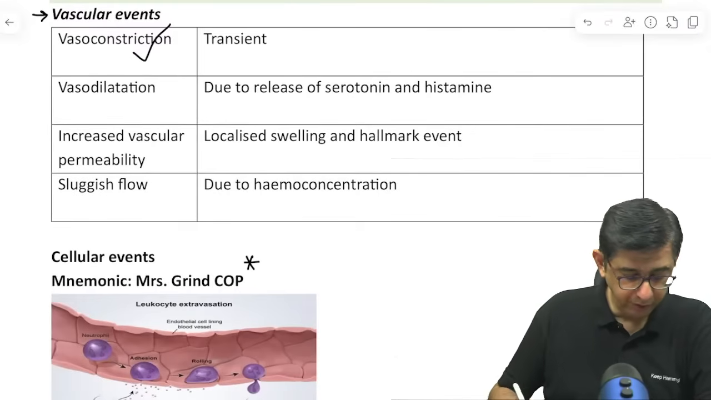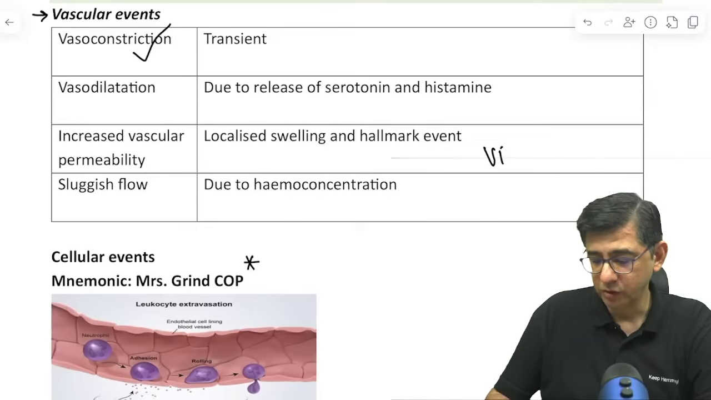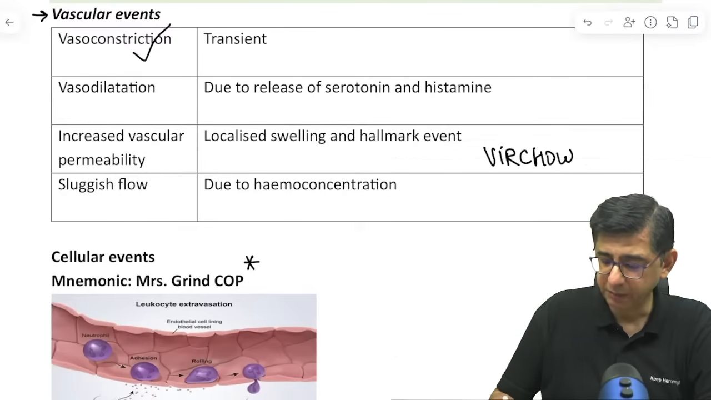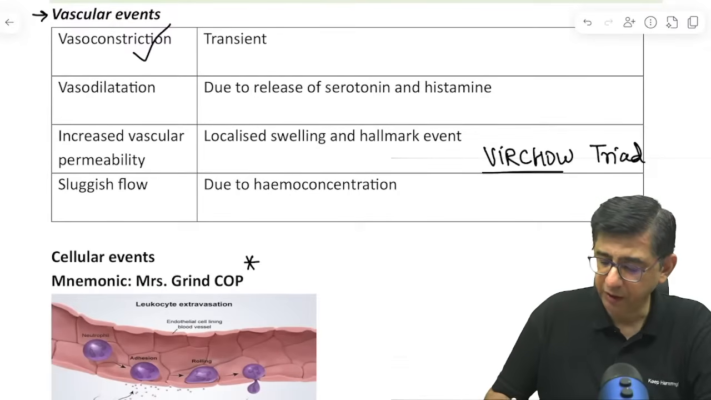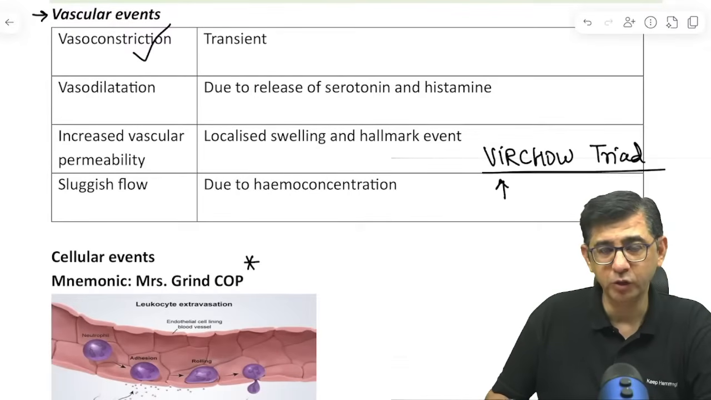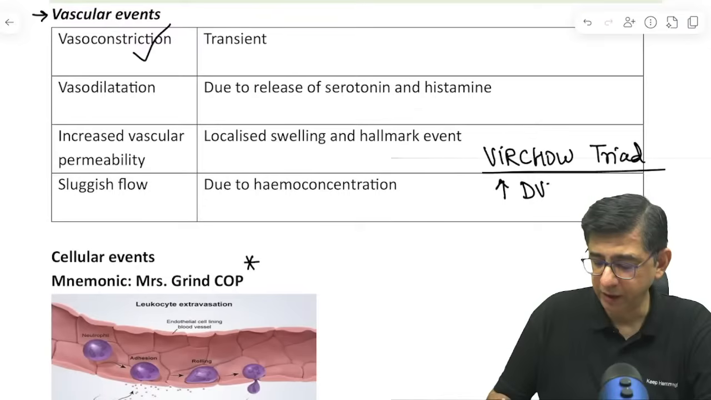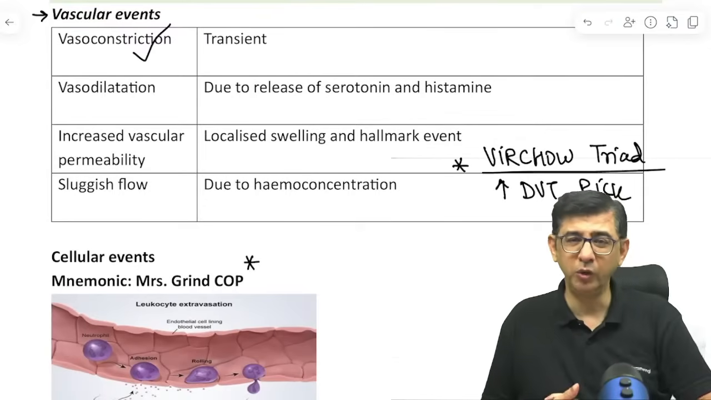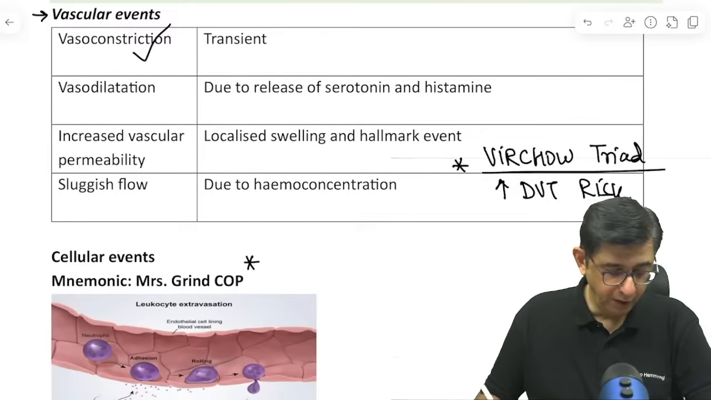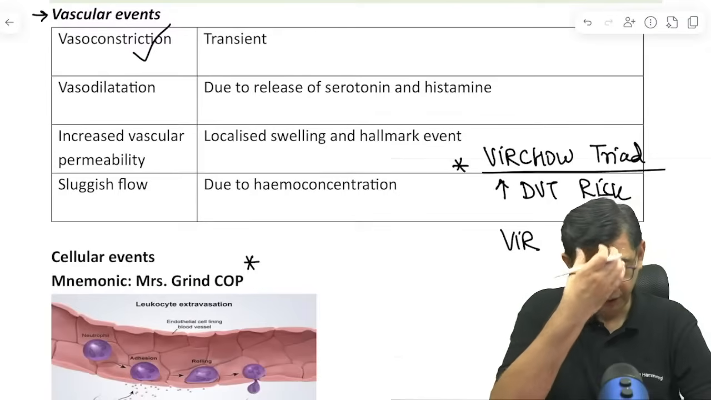Virchow's triad is basically something that will help you identify increased risk of deep vein thrombosis. I mean, Virchow's triad is a feature that will increase the risk of deep vein thrombosis in a patient and would be contributing to hypercoagulability. Now, the hallmark is increased vascular permeability. Fine.